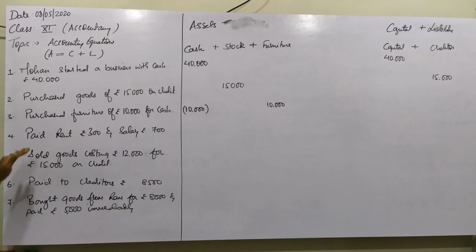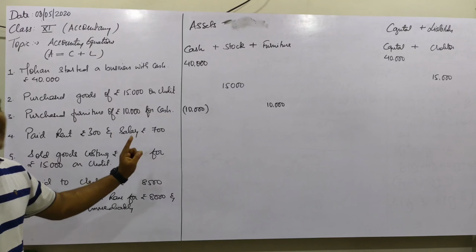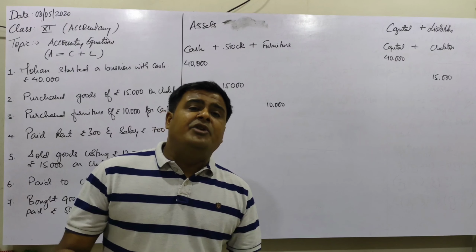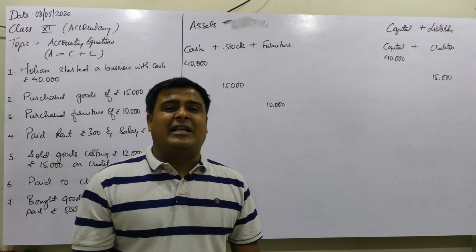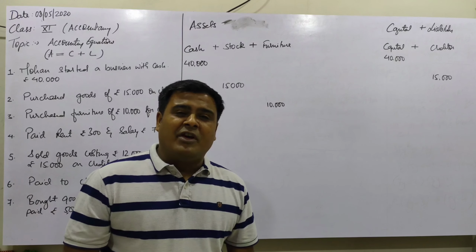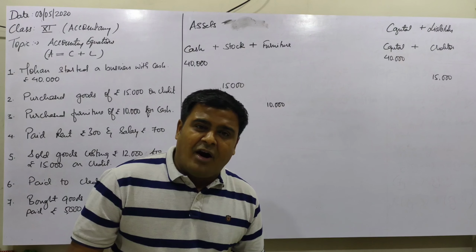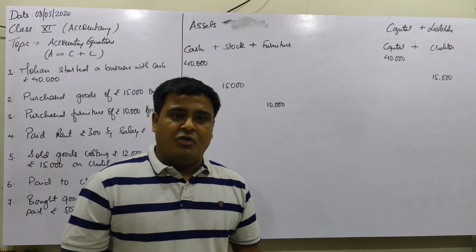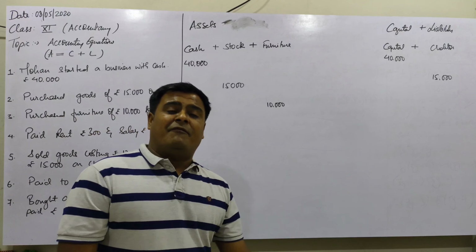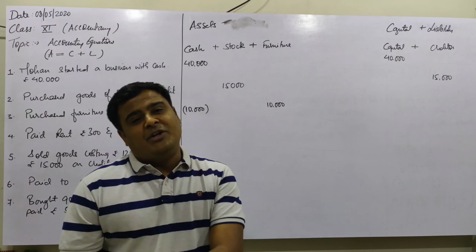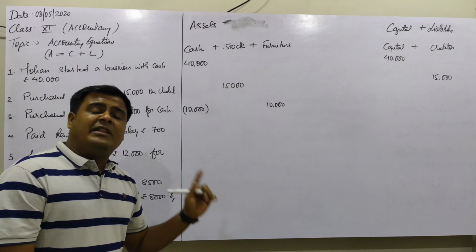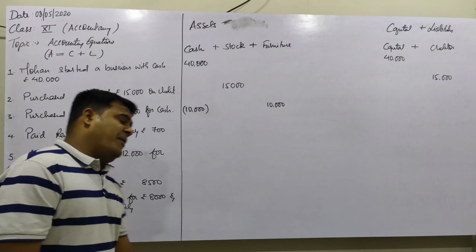Now next transaction is paid rent rupees 300 and salary rupees 700. Remember, when you are doing any expense, you need to reduce the capital. Suppose for an example, if a firm makes a loss for a long time and there is no income for the firm, then the capital of that firm is going to exhaust. Okay, so whenever there is an expense, you need to decrease the capital, and whenever there is an income, you need to increase the capital.